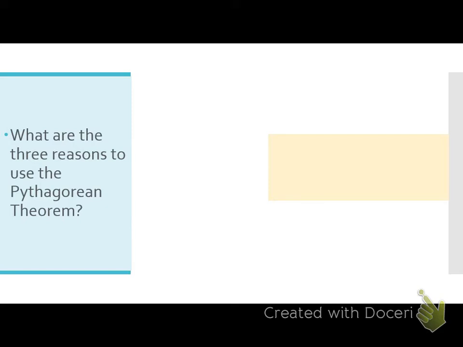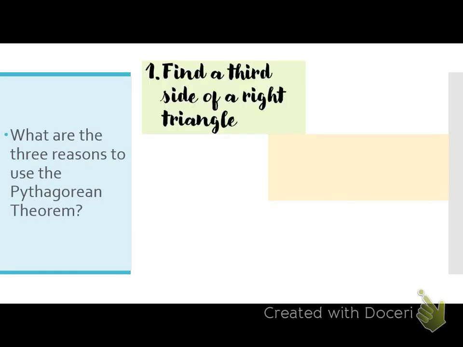What kind of triangle can we use the Pythagorean Theorem in? A right triangle. It doesn't work in any other triangle. So it's to find the third side in a right triangle. That's the number 1 reason. It's the one you're going to use probably 8 out of 10 times. So find a third side of a right triangle, because you would know 2 sides and find the third.